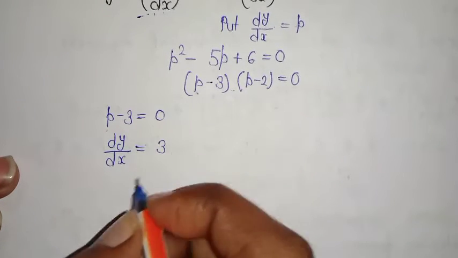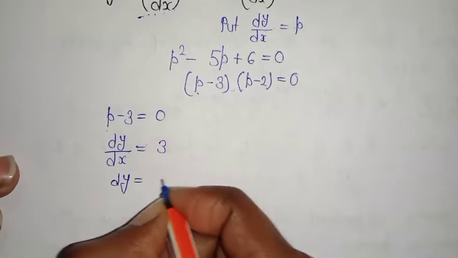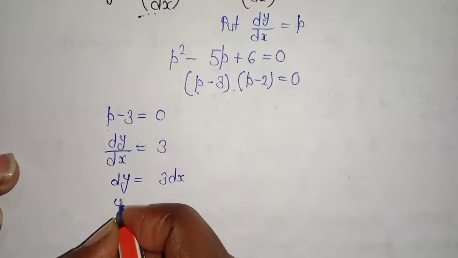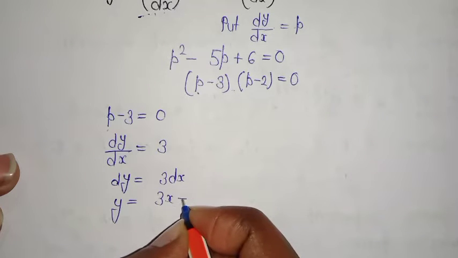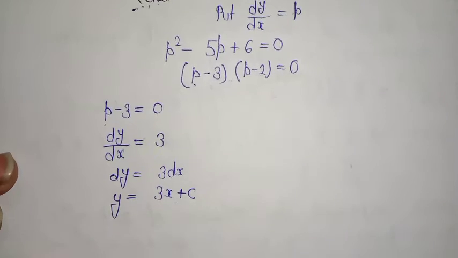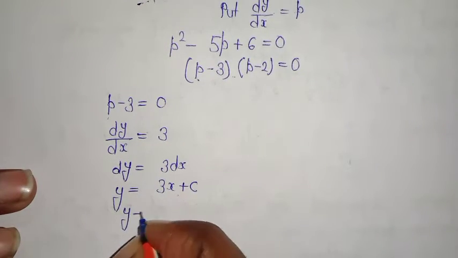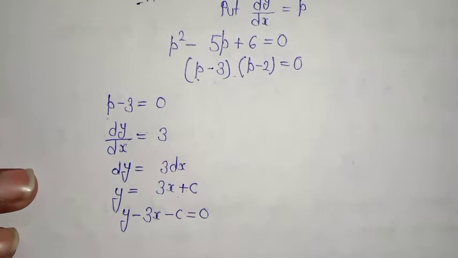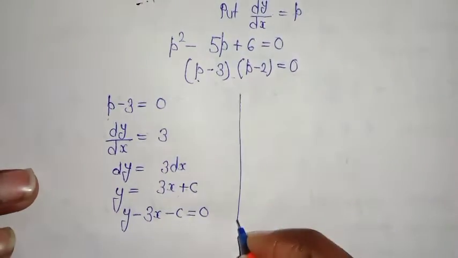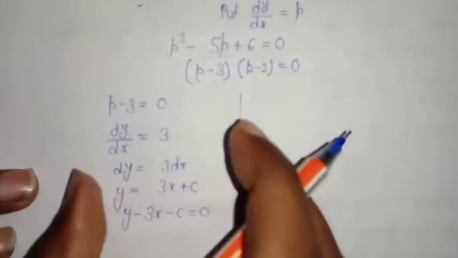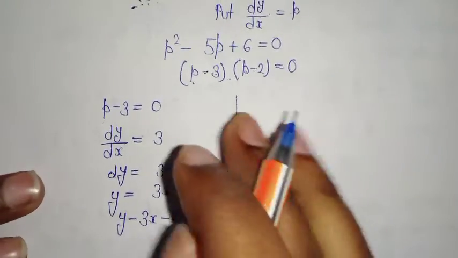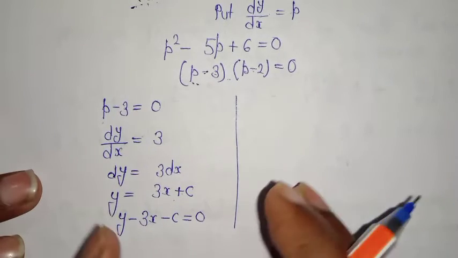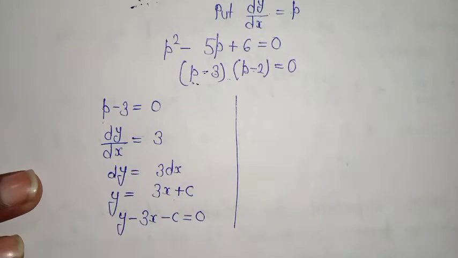Now we can apply the variable separable method here. So this becomes dy is equal to 3 dx, and on integrating it gives us y is equal to 3x plus c, where c is an arbitrary constant. So this is our solution. If we take these terms to this side, it becomes y minus 3x minus c is equal to 0. So this is the first solution. Since this is the product of two terms, we will take only two terms. If it is an nth degree differential equation, then we have to take n terms and n roots. Then after multiplying all those terms, we can get the required general solution.